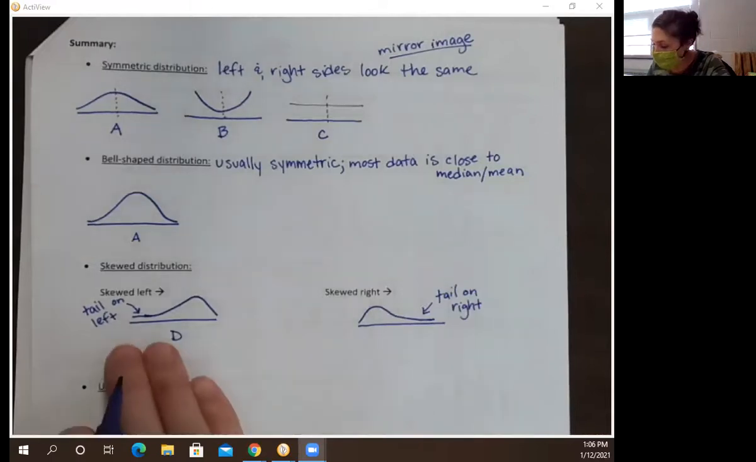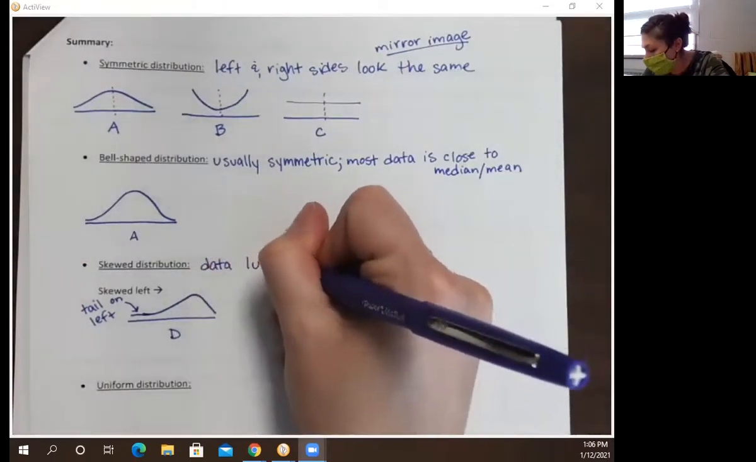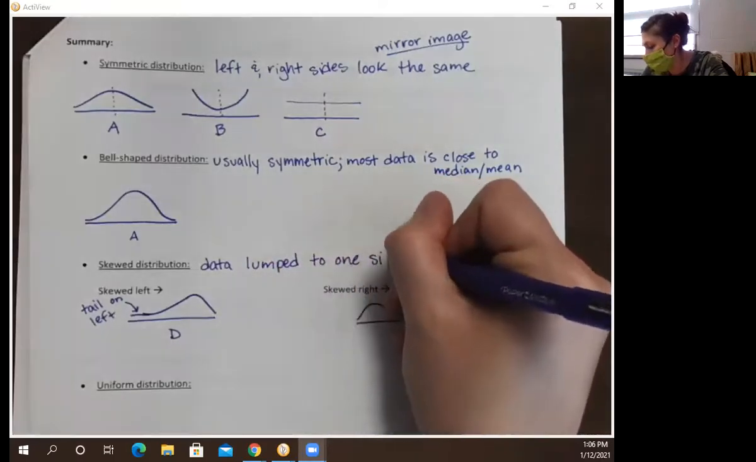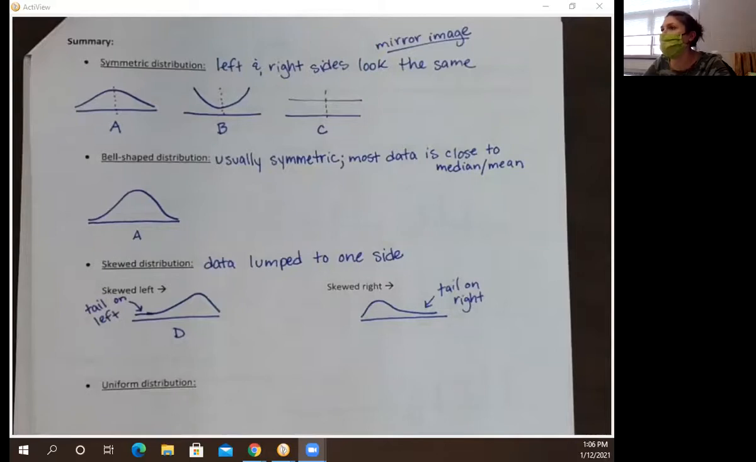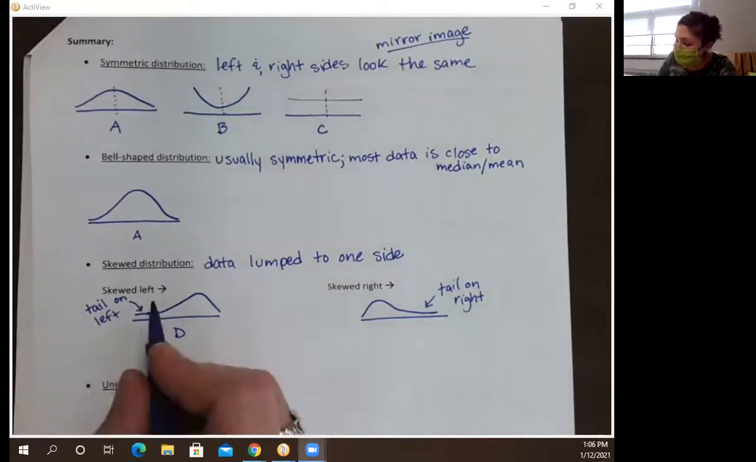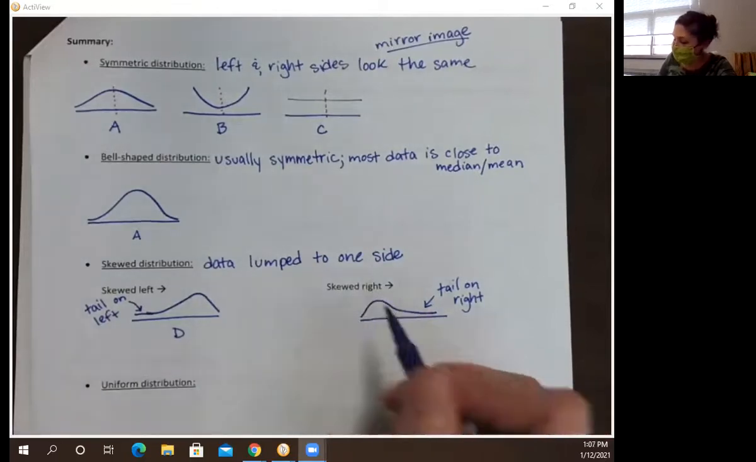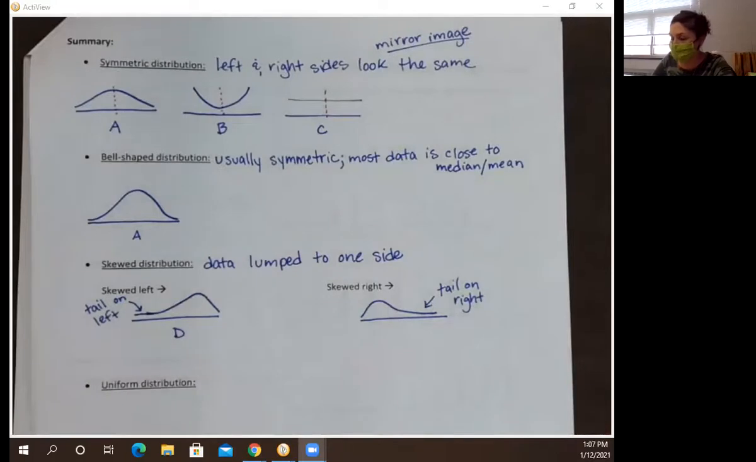But the big idea, no matter which skew I have, is that my data is lumped to one side. I've got more of it on the left than the right, or vice versa, more of it on the right than the left. And again, we name these skew left or skew right based on where the tail is. So we didn't have an example of skewed right on page 8, but it would be the same idea as D, but sort of reversed. Questions for me so far?